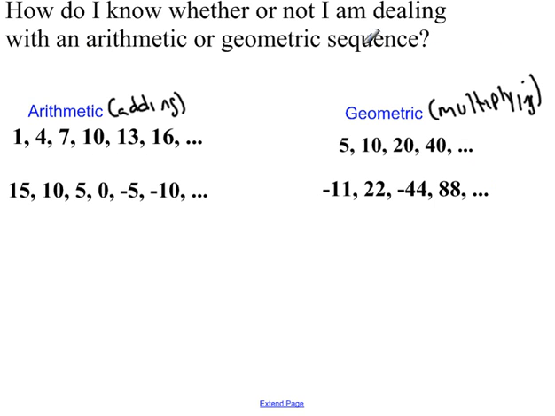By the way, before I go on, you do realize that the term geometric doesn't have anything to do with shapes. When we refer to geometric sequences, we're talking about sequences. So don't get thrown off by the way it sounds, because it sounds like geometry, so you probably think, okay, this has something to do with geometry.